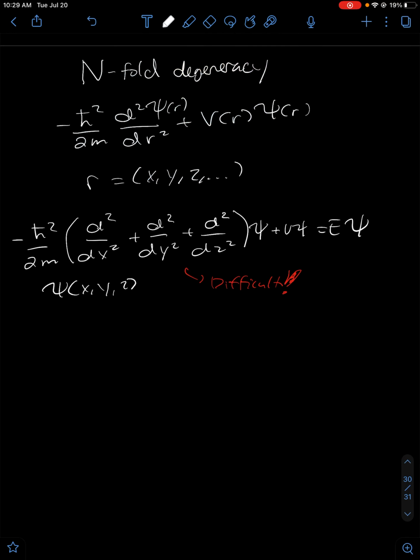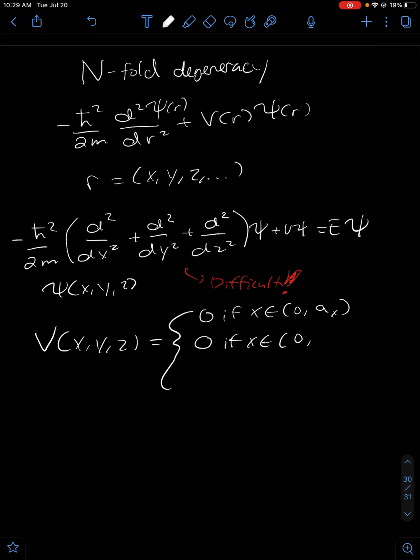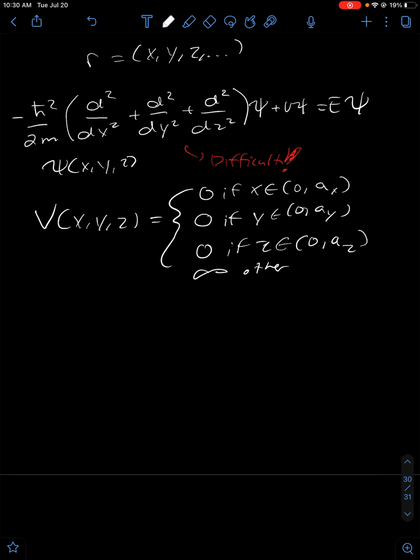Now, the potential that we will be dealing with today is defined as 0 if x is between 0 and some number ax, 0 if y is between 0 and some ay, and 0 if z is between 0 and az, and infinity otherwise. Alright, so let's actually draw out this potential to make sense of it.